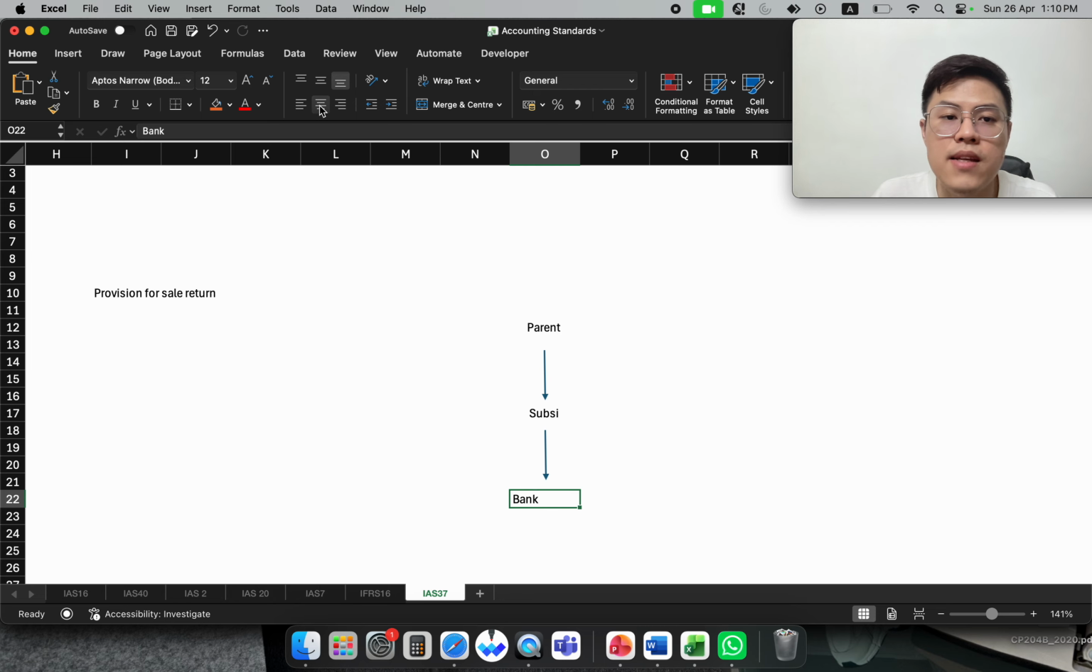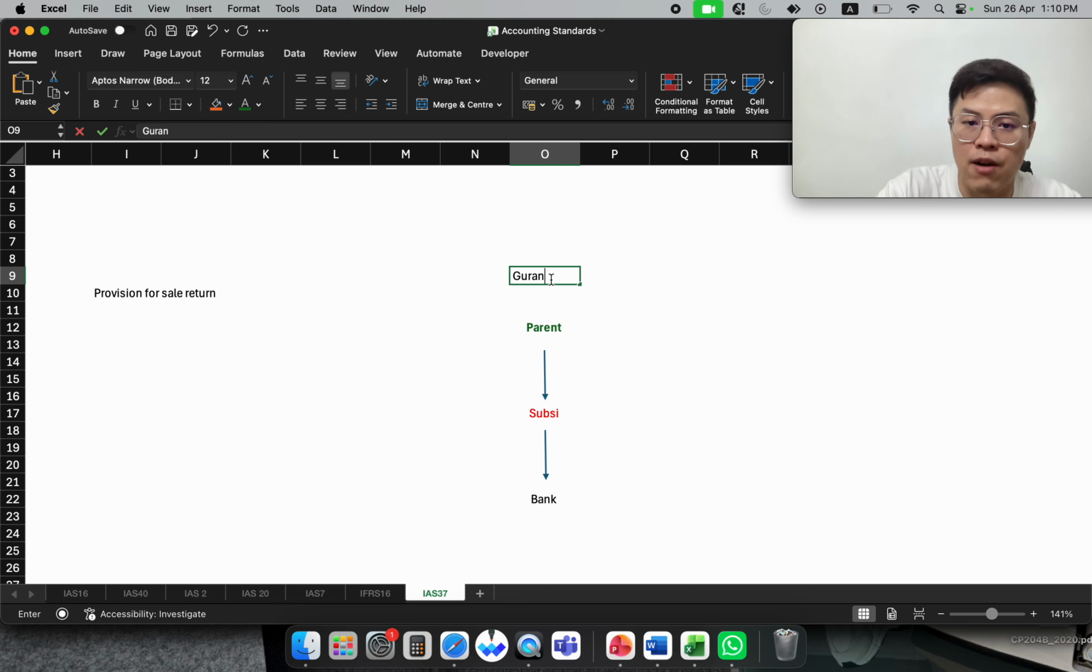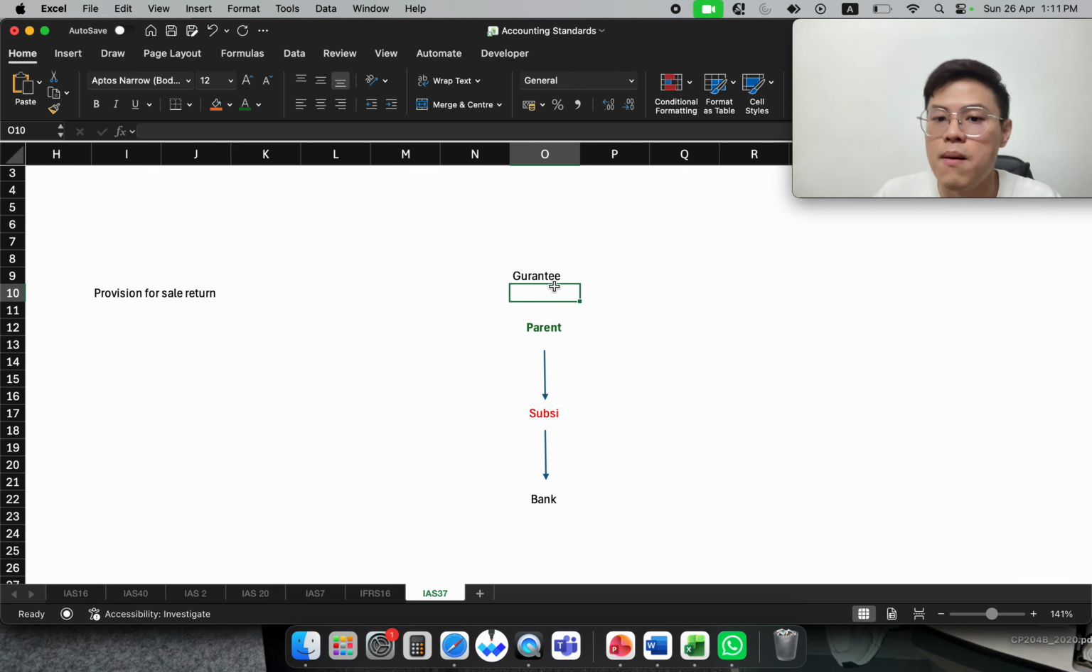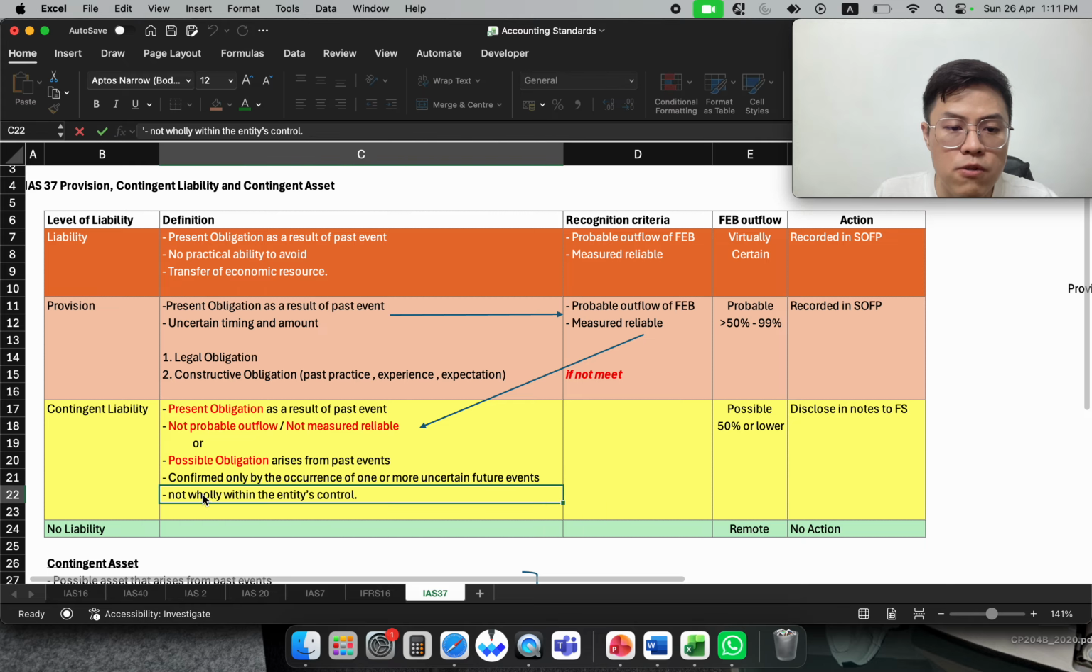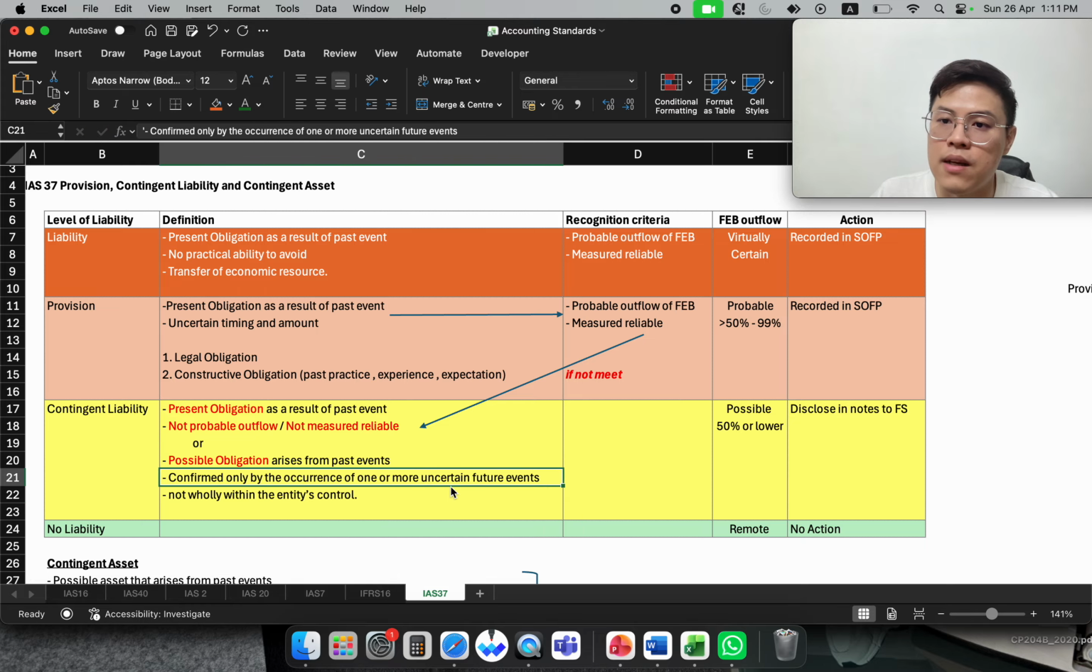And the bank says, hey subsi, I'm not so confident with your financial situation. Can you ask someone to become your guarantor? Definitely it's the parent. So the parent will become the guarantor to guarantee that the subsi will always perform well to pay the bank. So the parent actually doesn't have a present obligation. This present obligation will depend on certain things. In order for the parent to have a present obligation in the case of a guarantee, the parent's obligation will depend on a certain future event, that is occurrence or non-occurrence.